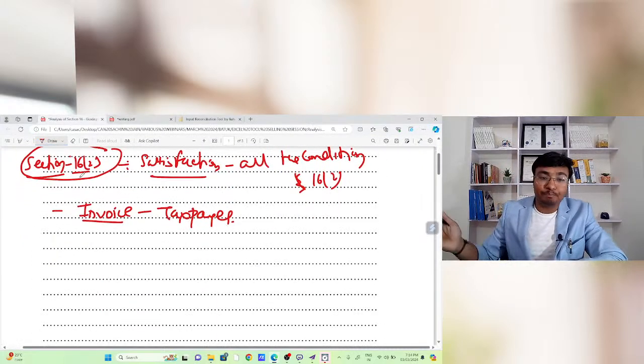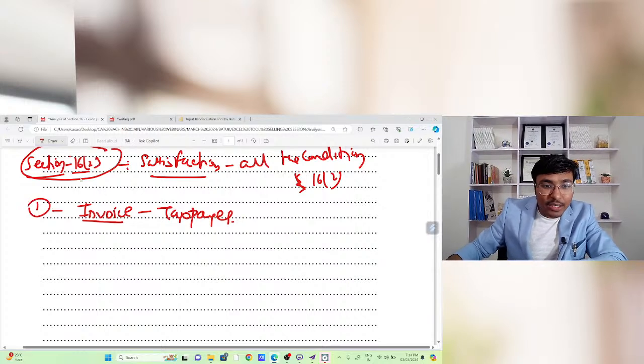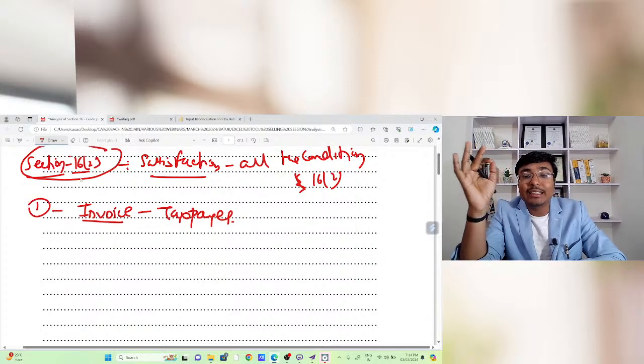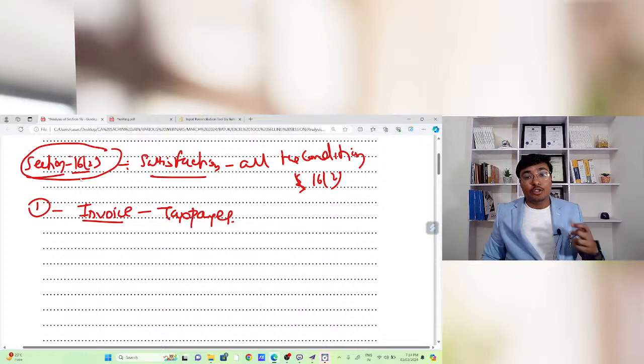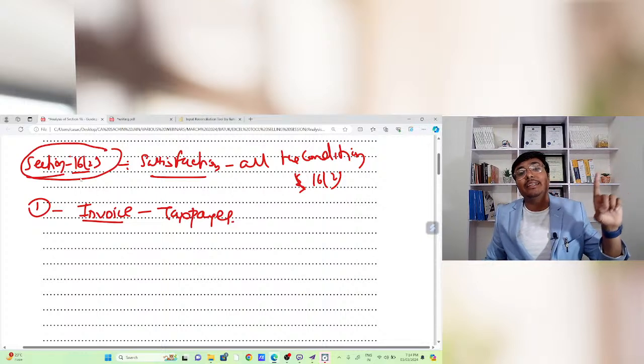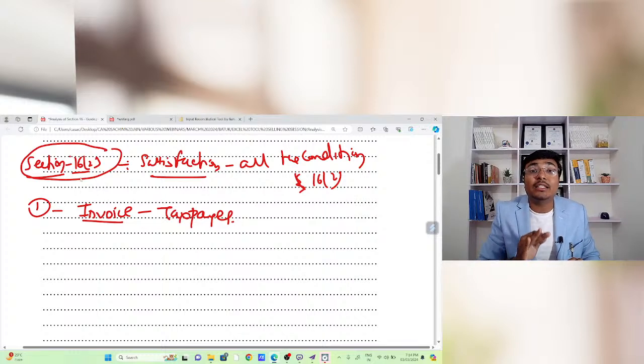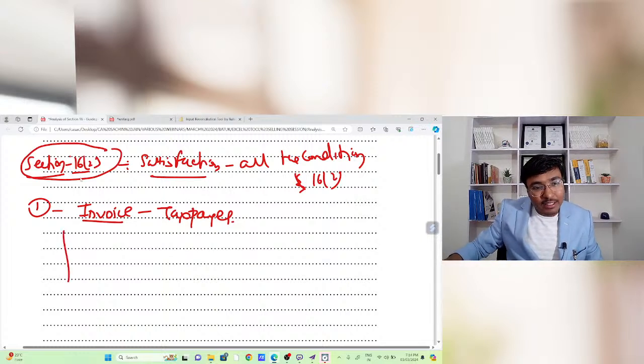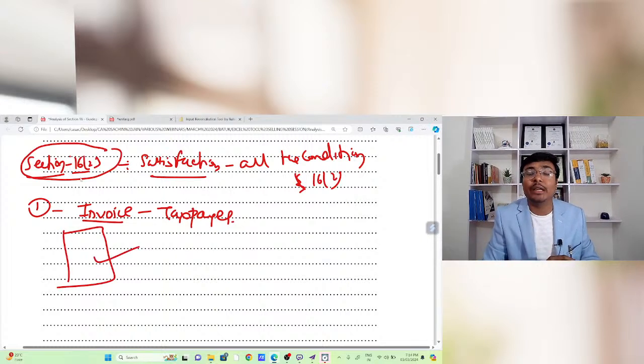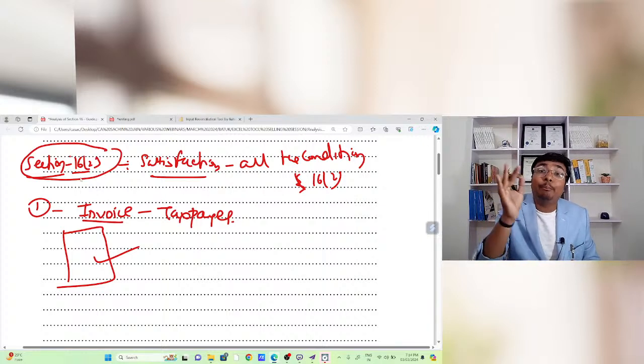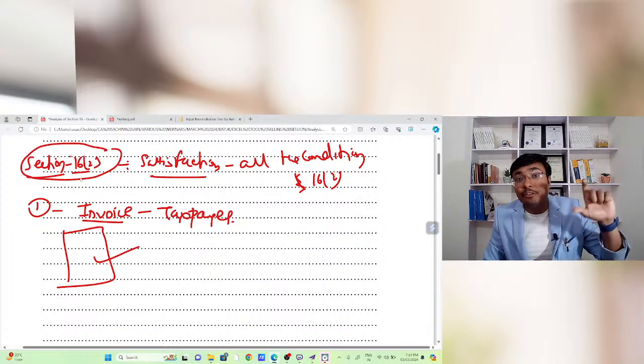Okay, now the first condition to claim the input tax credit is your invoice. So if I want to claim the input tax credit, the first mandatory condition is that I have the tax invoice of that particular purchase. Now if I have a tax invoice, is this sufficient? No, this invoice should be in a perfect way, in a correct format.